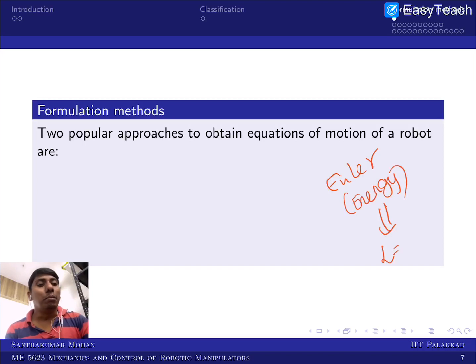Since it is based on this particular scalar, some people even call it the Lagrangian method. But it was basically evolved by Lagrange, the Euler energy method, Euler and energy method. That is what Lagrange has given. So it is called Euler-Lagrange or Lagrangian-Euler method. Okay, so that is based on energy.